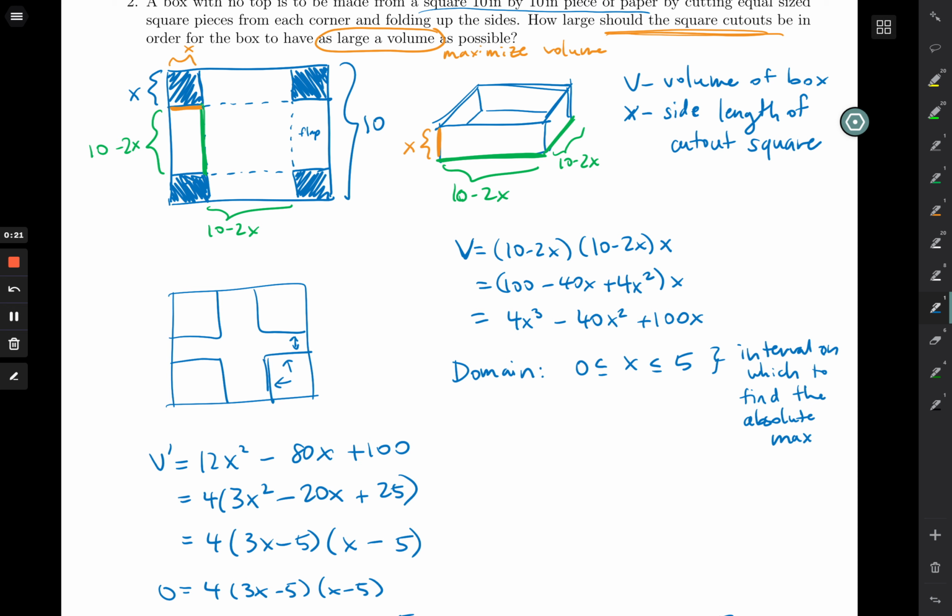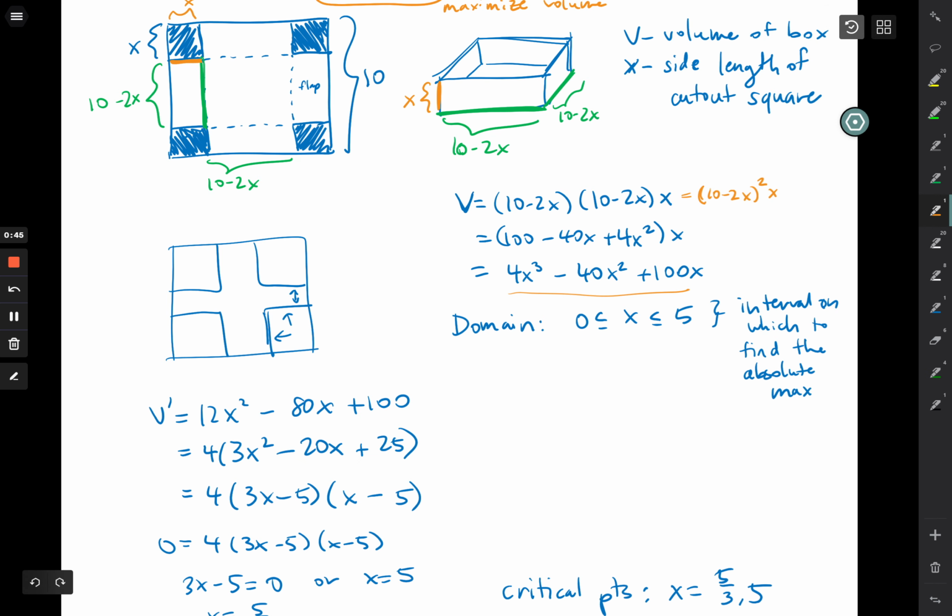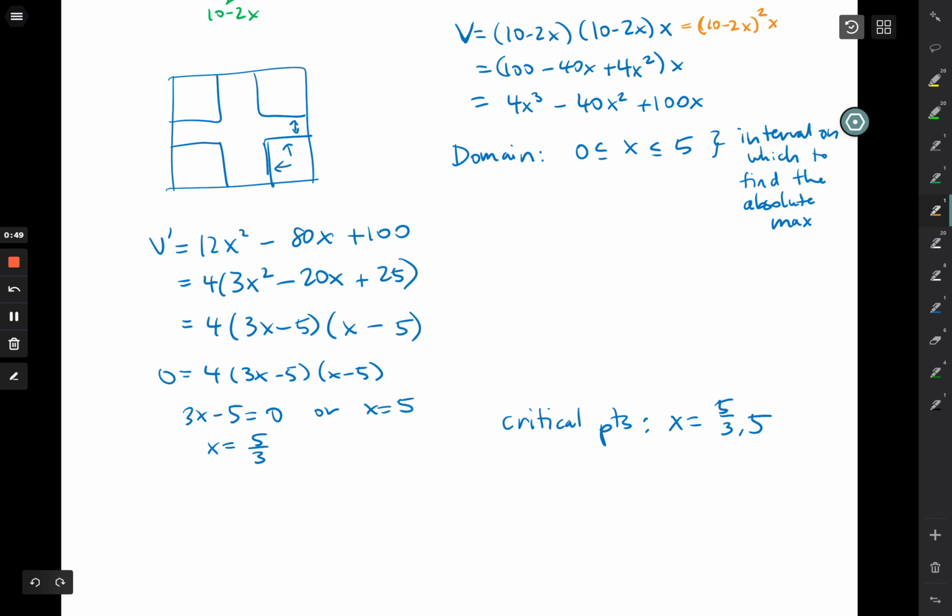Now, just to figure out what the maximum volume will be, we just need to plug it into our formula for the volume. It is a little bit easier to plug in values when V is in a factored form, so that would be what we started off with here. In fact, we can just combine these two 10 minus 2x's into 10 minus 2x squared times x, and this will be a little bit easier to work with than the full multiplied out form, at least as far as plugging values in goes. So we will use that.